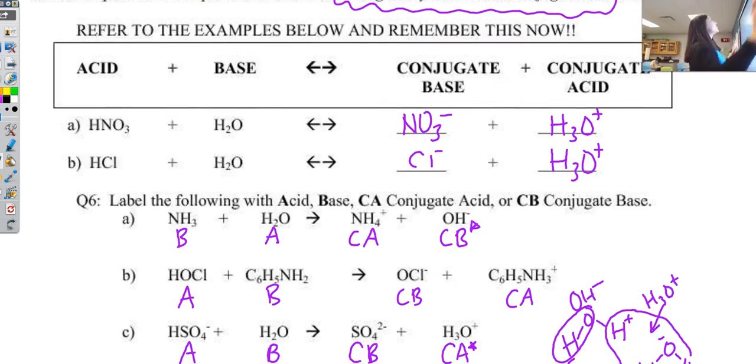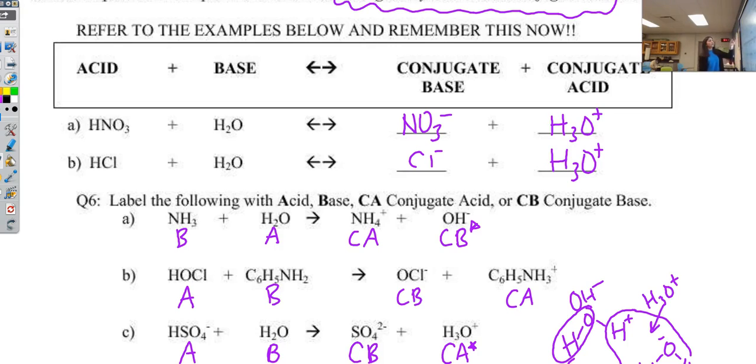Okay. So the way this works is you take a look at the other side to see what happened to it, unless they tell you, like in this case, they say HNO3, which we know is an acid. Okay, it's going to act as an acid. So what's going to happen to it? It's going to become NO3 minus. What do you call what's left over from the acid after it loses its hydrogen? You call that the conjugate base. And then the rest of it would be the conjugate acid.